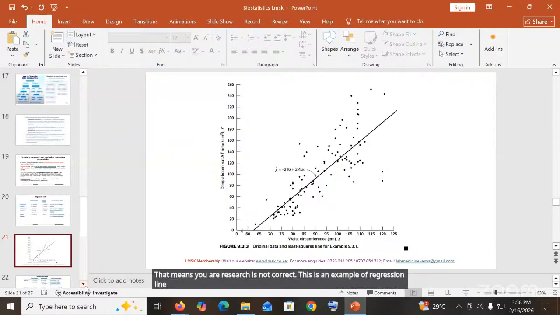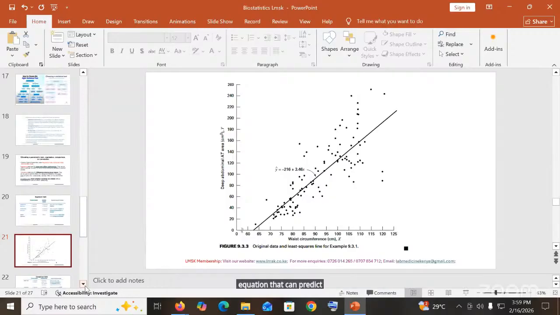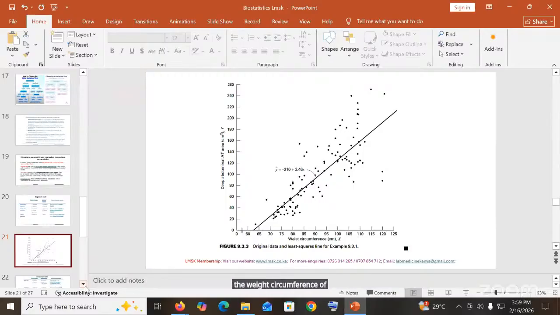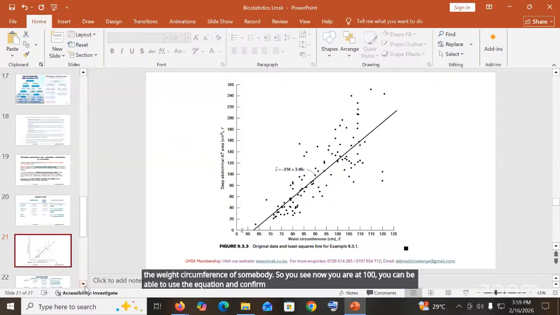This is an example of a regression line. You come up with a regression line, and you can put it in your thesis or research. It means there is an equation, y equals to -6.1, that can predict. If you are at 80 deep abdominal EAT, then that is where your waist can be confirmed. So using the deep abdominal area in centimeters, you can predict the waist circumference of somebody. If you are at 100, you can use the equation and confirm the waist circumference. That becomes regression. It is a cause-effect.